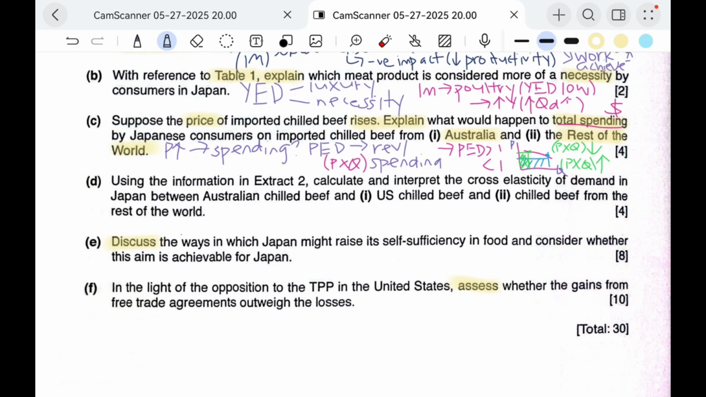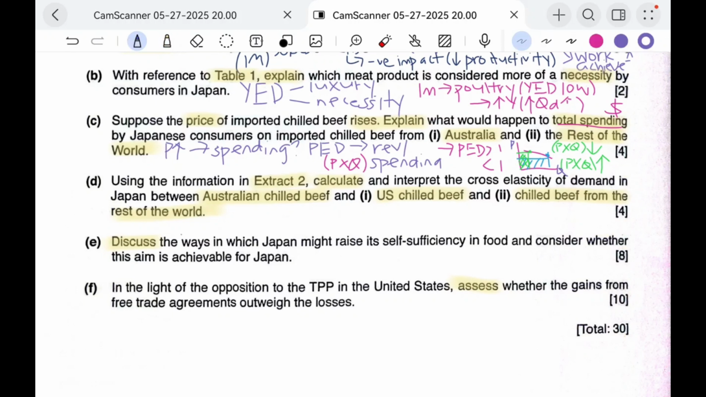Okay, so part D, using the info in extract 2. Okay, this one we haven't read yet, this is a new one. Calculate and interpret the cross elasticity demand in Japan between Australian chilled beef and US chilled beef from the rest of the world. Okay, this question is a little bit long, but no worries, we break them down into parts first before we think of it.